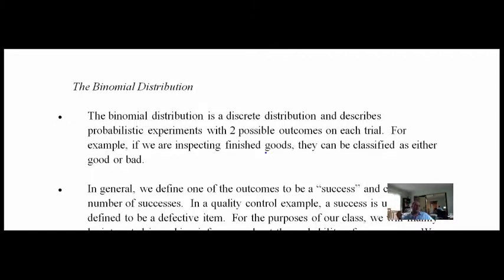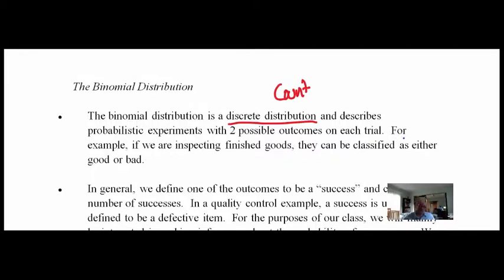Well, this is the case where we have something that has two possible outcomes for every trial, and then we just want to count. This is a discrete distribution, right? So that means count. That means we're going to count how many times a certain occurrence would happen. So here, for example, if we're inspecting finished goods, they can be classified as either good or bad, right? So we could also, anytime we have only two possible outcomes.